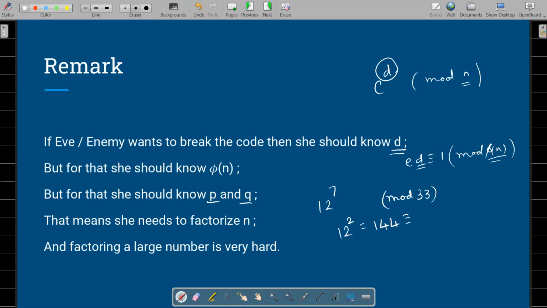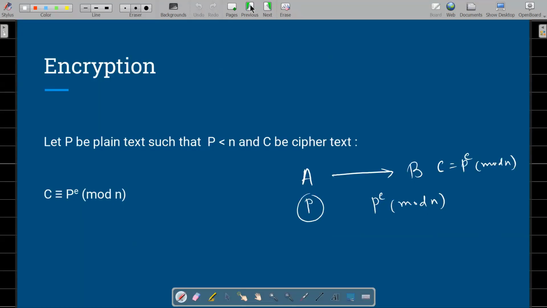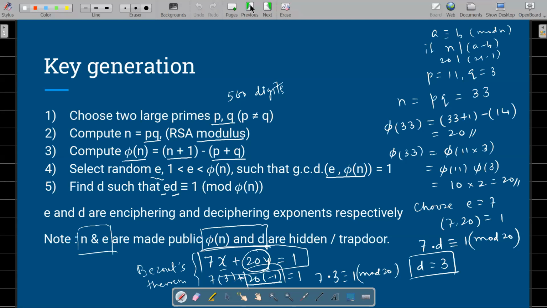Sir, 12 square is congruent to 12 mod 33. Sir, from where did we get 33? We are just taking a number. So this was our example. Just as an example, I had taken 11 and 3. In practice, those n will be very big numbers.